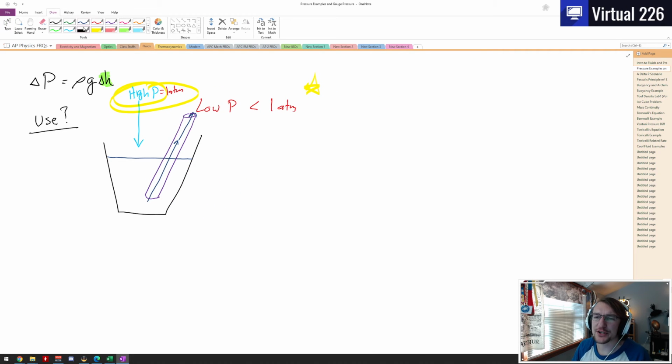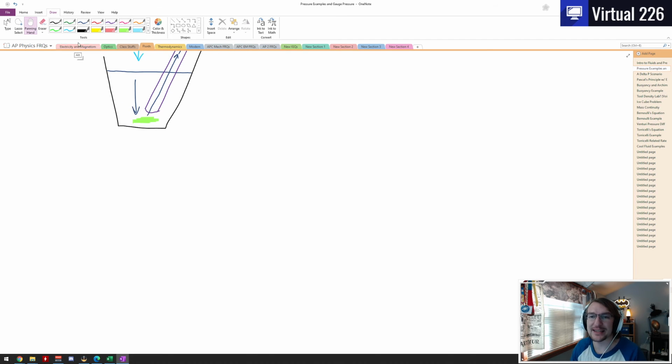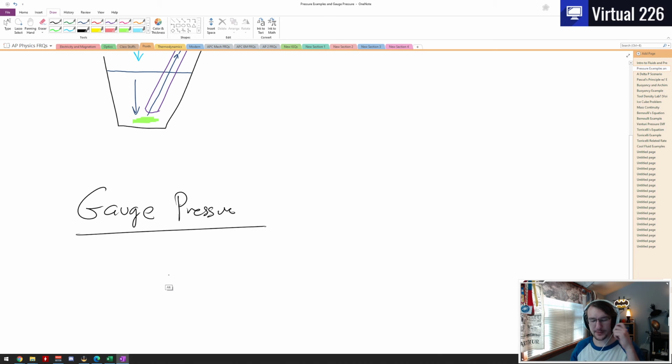Because of this, if we think about the pressures all the way down here at the bottom, we actually have 2 pressures going on. We have the pressure from the atmosphere, and we have the pressure from the water itself. So it's important to think about the two different pressures that we have. And this brings us into this idea of a gauge pressure. A gauge pressure can be thought of as this.